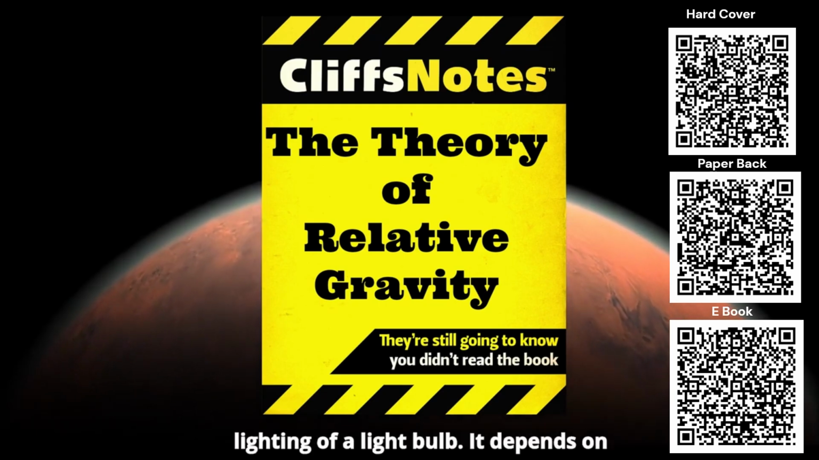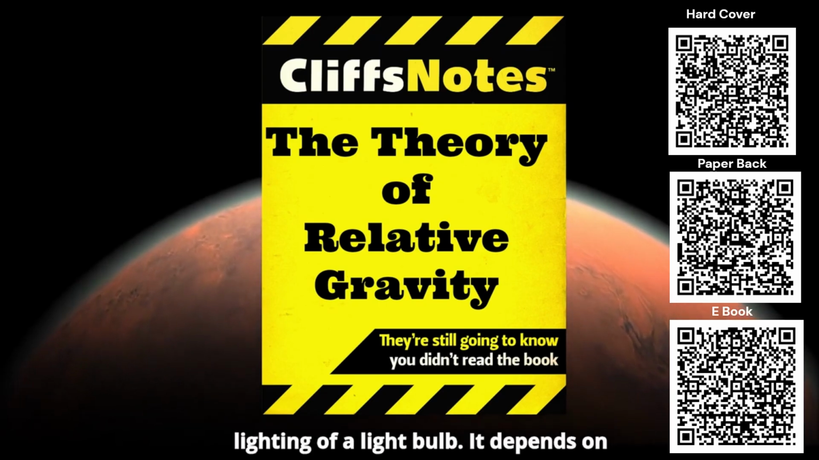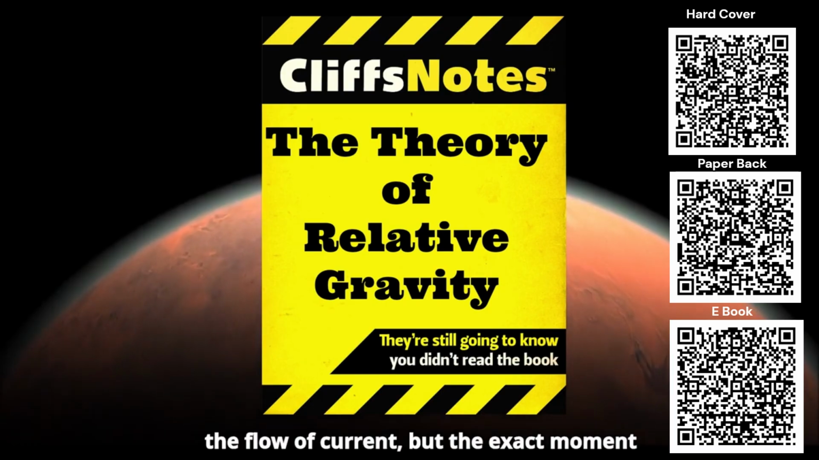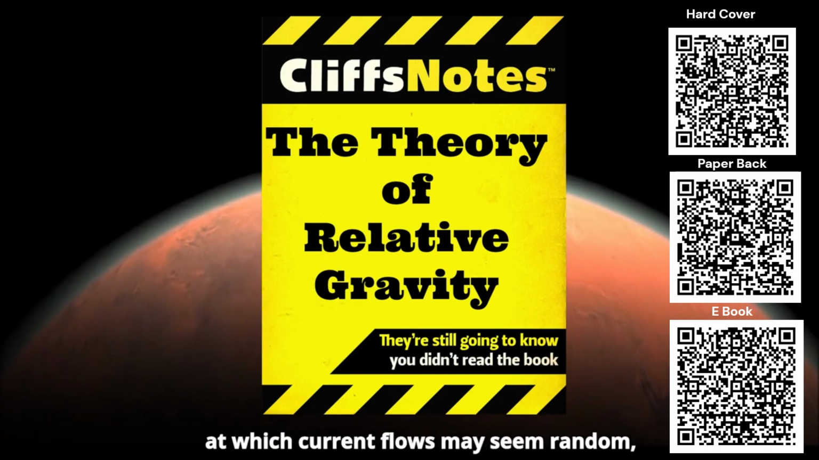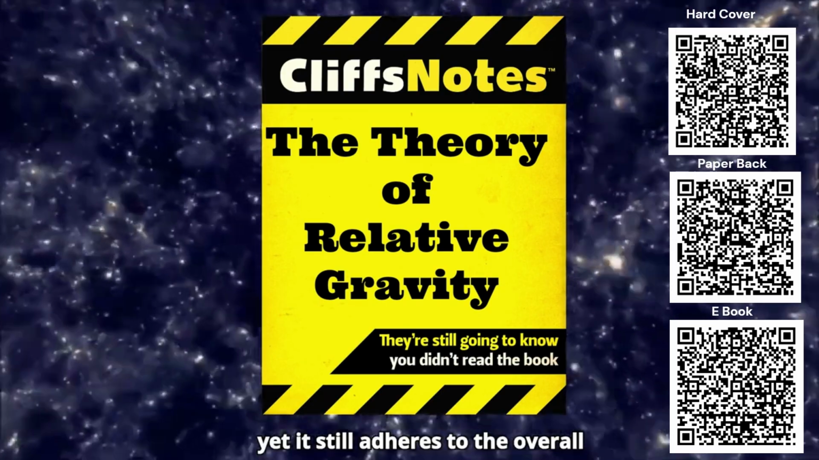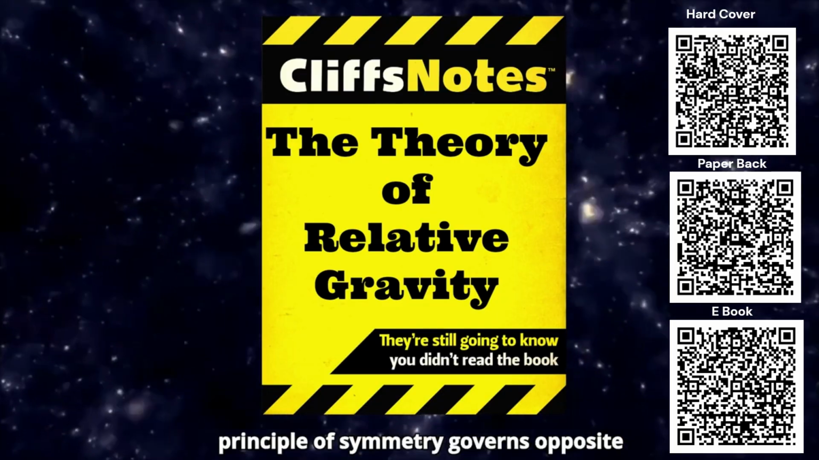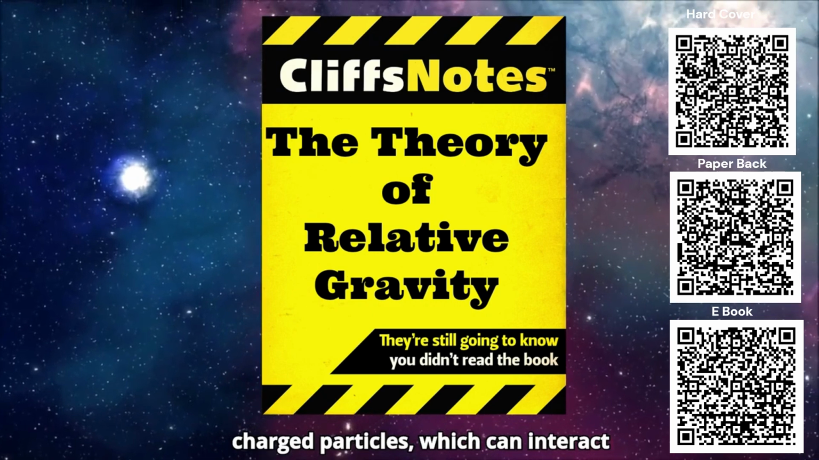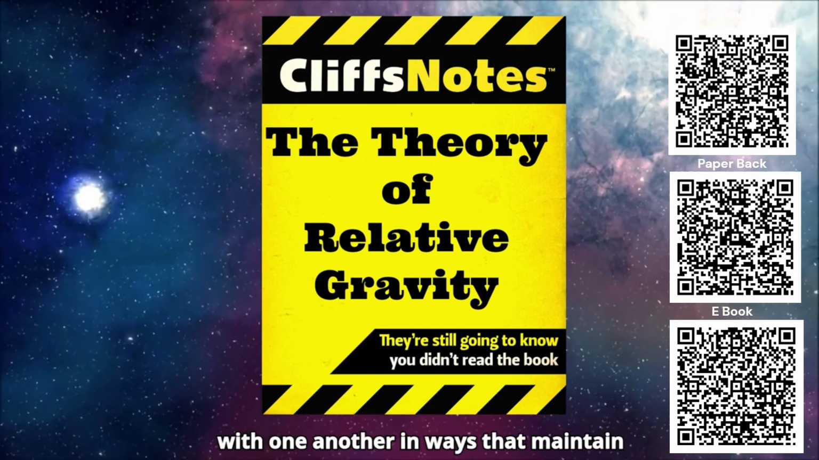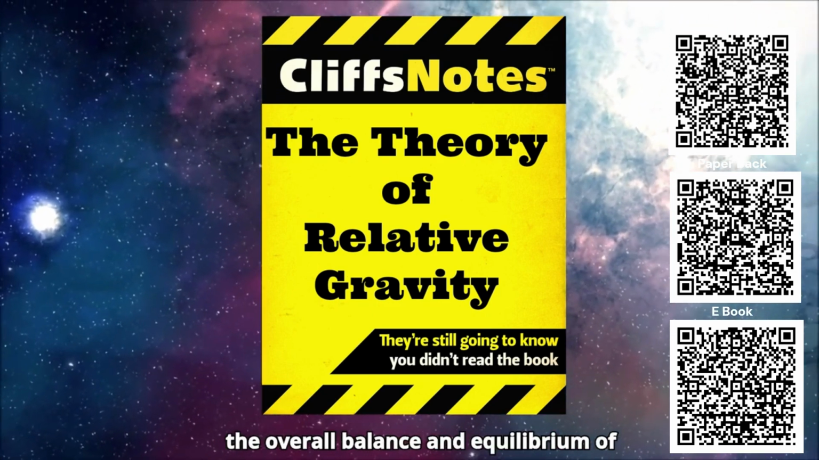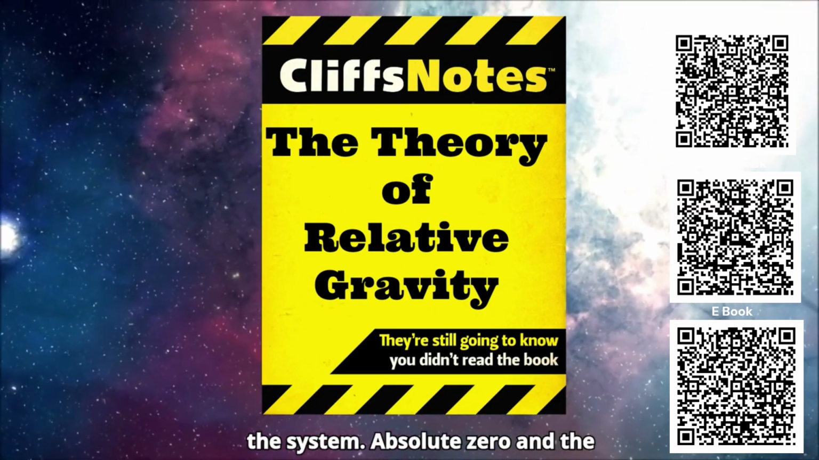Consider, for example, the lighting of a light bulb. It depends on the flow of current, but the exact moment at which current flows may seem random, yet it still adheres to the overall symmetry of electrical currents. The same principle of symmetry governs opposite-charged particles, which can interact with one another in ways that maintain the overall balance and equilibrium of the system.